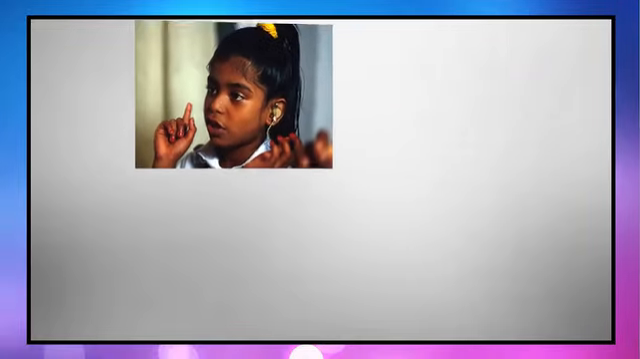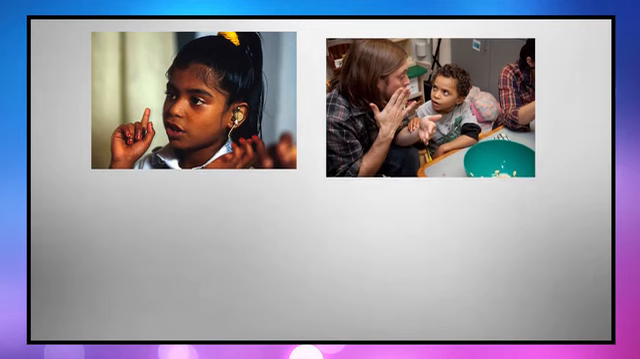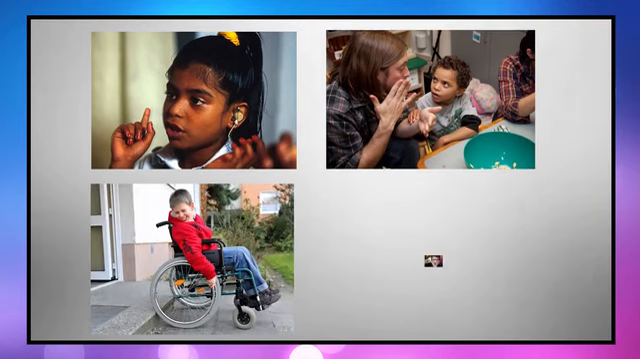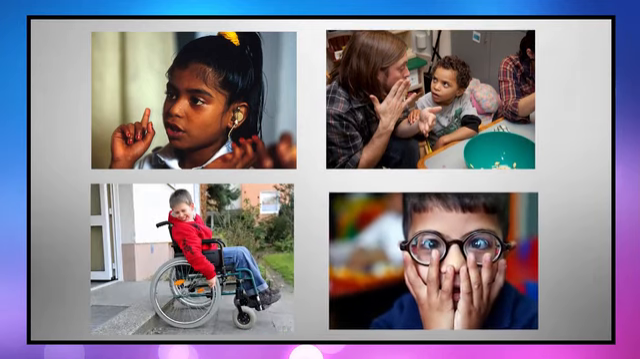Now we are going to see a few pictures of how the difference in the degree of impairment affects the child, and I hope you all will understand the difference in the disability, the vast canvas that disability covers.